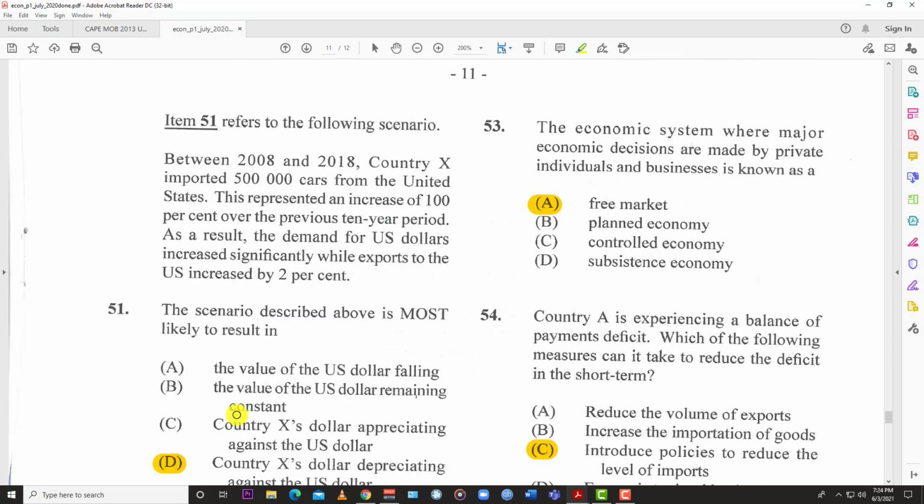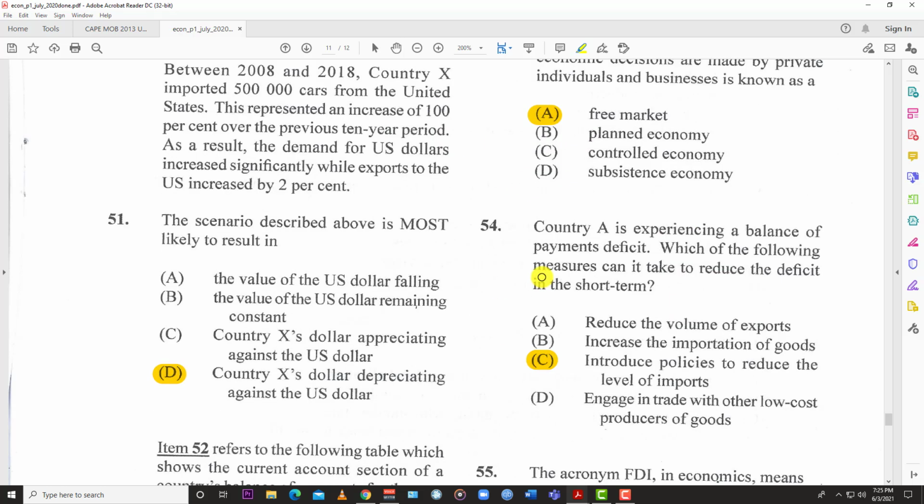Alright, 53. The economic system where major economic decisions are made by private individuals and business is known as, of course, the free market. When you hear private individuals and businesses, we're talking about free market. If it was the state, it would have been controlled or planned. And if you're doing things just to survive, it would have been subsistence. So the answer is A, free market.